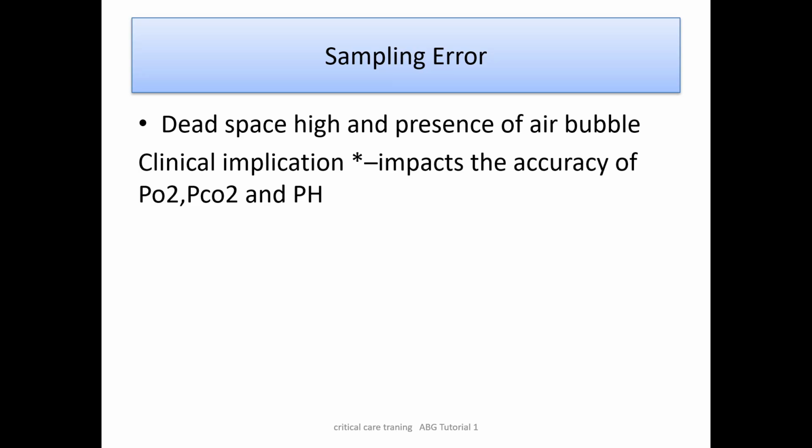Then dead space, if you keep a high dead space in the syringe, or if there is an air bubble. Now if the PO2 is high, there will be diffusion of gas from the dead space to the air bubble, and this will lead to inadvertent inaccuracies in your PO2, PCO2 and pH values because of the diffusion of the oxygen. If PO2 is low, it will be inadvertently high, and if it is high, it will show inadvertently low. So always see that the sample is free from air bubbles.